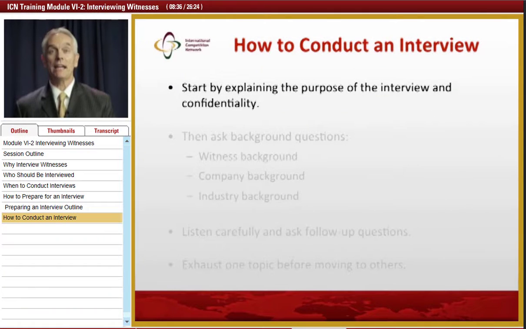Let's talk now about how to actually conduct the interview. When you start an interview, you should start by explaining to the witness the purpose of the interview and whatever confidentiality provisions may apply to that interview. In other words, if your law has certain confidentiality guarantees, you should explain that to the witness so that the witness understands that.